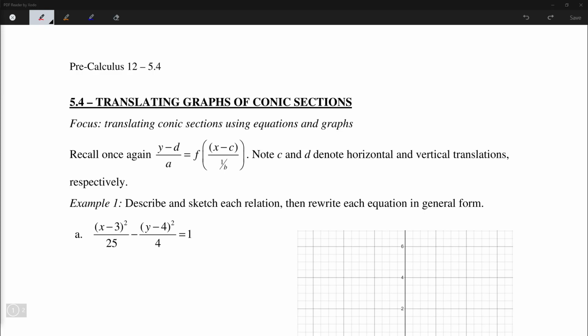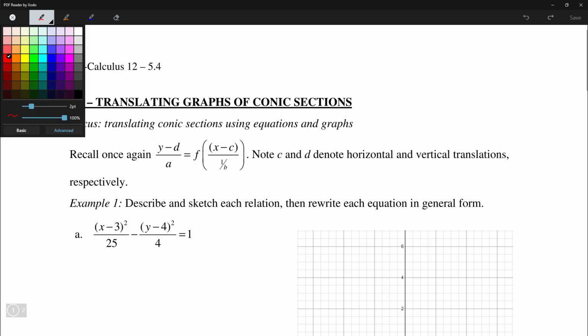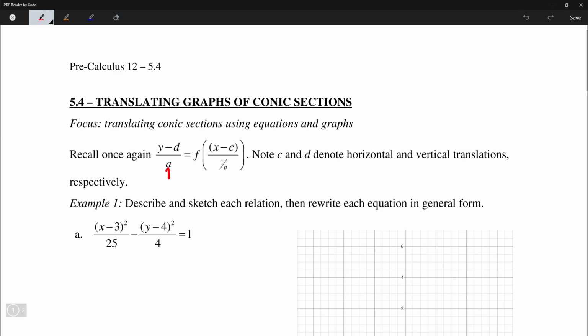Hello everyone. So today we're going to go over section 5.4, translating graphs of conic sections. So once again, we'll be working with stretches, so A and 1 over B, and also translations, so the constants C and D as well. So let's look at example number 1.